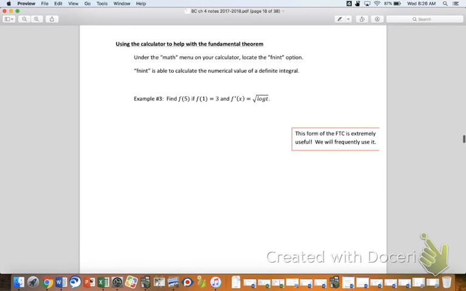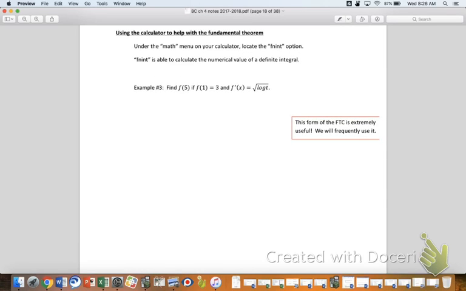All right, so then we're going to do kind of a dry application of this, then we'll get into our more contextual applications. So we've already talked about Math 9, FN int, that whole routine. So example 3 is a place where this would be very useful. So this says find f of 5. It's telling you what to do. And it says if f of 1 equals 3, and f prime equals root log t.